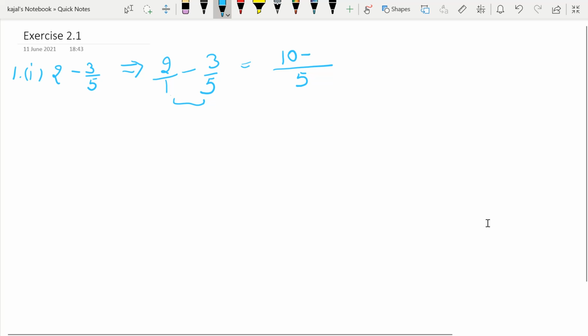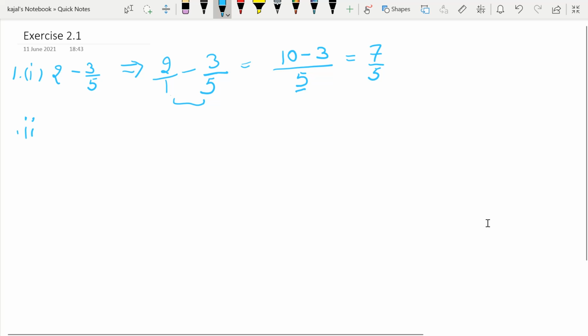Now there is a minus sign in between. Now we have 5 here, so here we can write 3. We don't have to multiply it with anything, because 1 into 5 is equal to 5. So we don't have to multiply it. Now we can solve it easily like this.